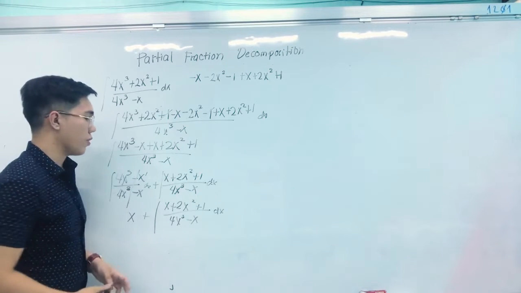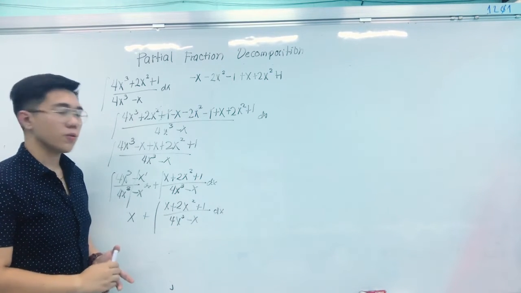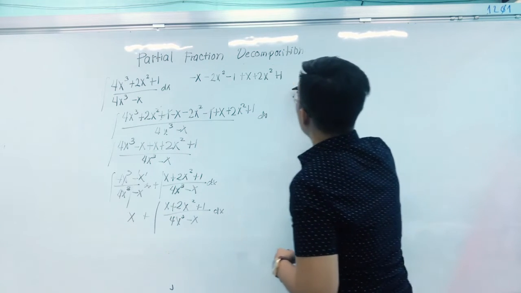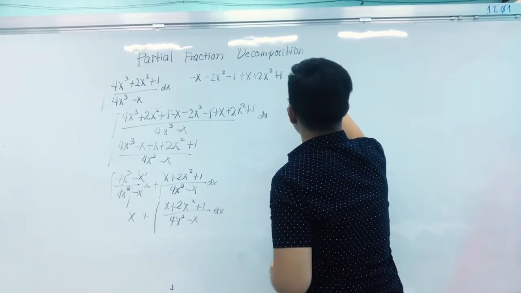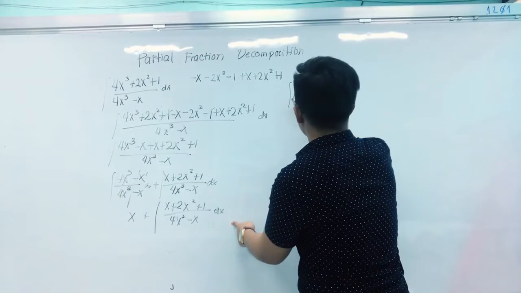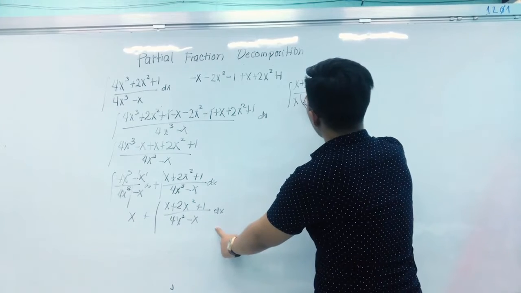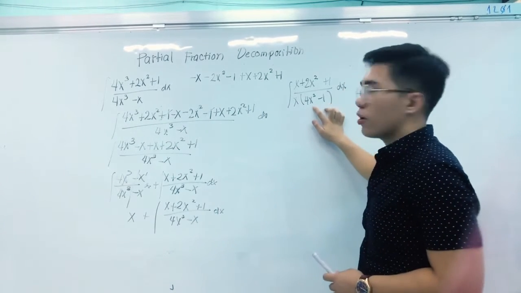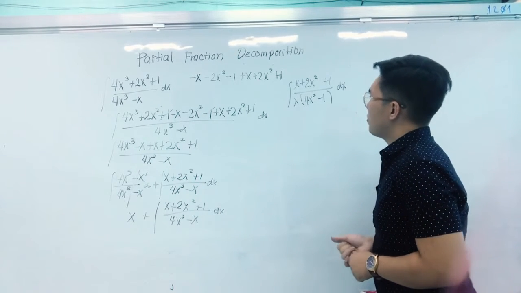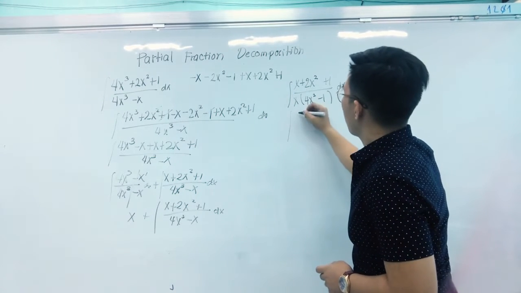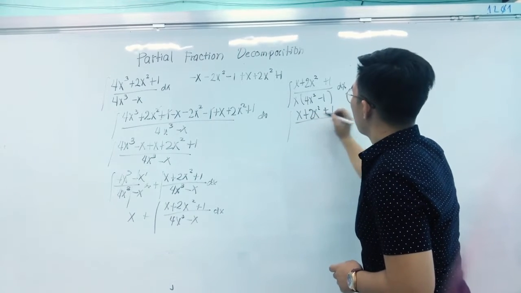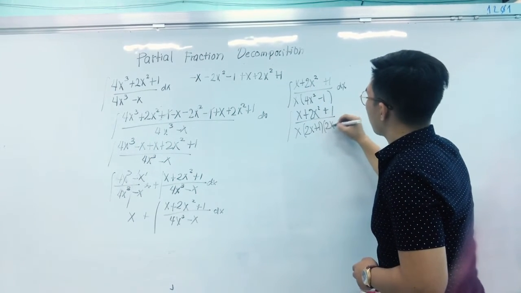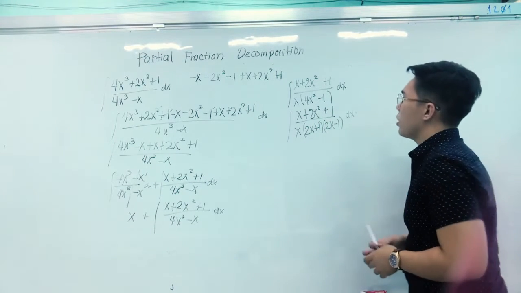So as you can see, the denominator of this part of the equation is 4x cubed minus x. It's factorable, so we will factor out x since x is common to both 4x cubed and minus x. So integral of x plus 2x squared plus 1 over x times 4x squared minus 1 dx. And now we're left with x times the quantity of 4x squared minus 1. And we know that 4x squared minus 1 can also be factored. The factor of 4x squared minus 1 will be equal to 2x plus 1 times 2x minus 1 dx. Our equation is now a linear function.